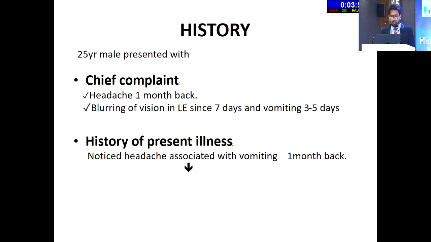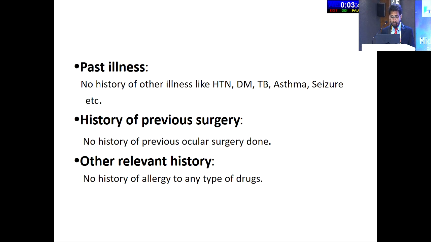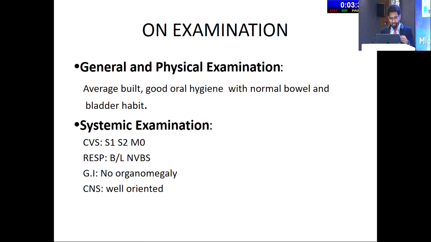I am going to present subretinal cysticercosis. So, coming to the history, a 25-year-old male patient presented with chief complaints of headaches for 1 month and blurring of vision in the left eye since 7 days, associated with vomiting for 3 to 5 days. The rest of the history is within normal limits. The general physical and systemic examination are within normal limits.